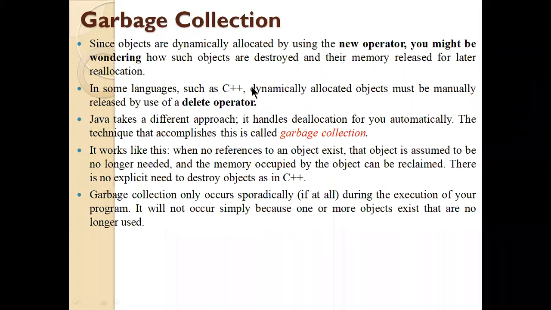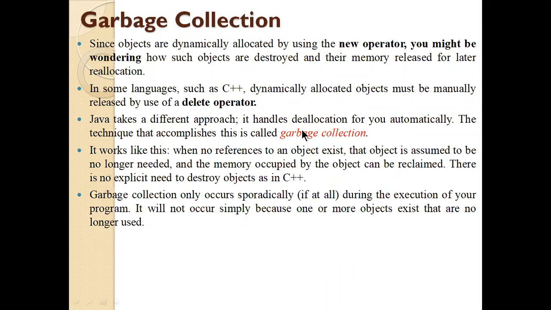So in C++, a delete operator is used for doing the deallocation, and that is done manually. C++ dynamically allocated objects may manually be released by using what is known as the delete operator, whereas in Java it is automatic. That is done basically by what is known as garbage collection.